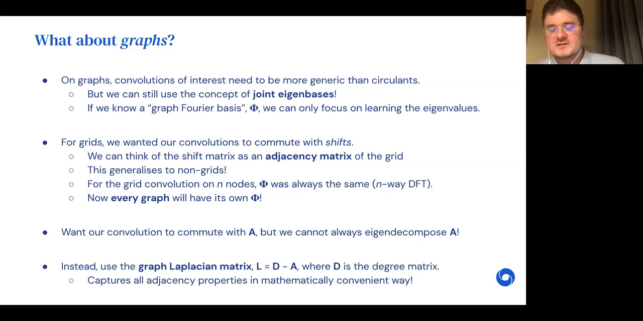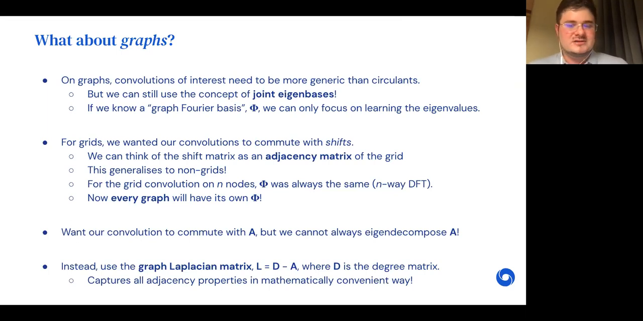So for grids, we wanted to commute with a shift matrix. But in the case of graphs, you can just replace the shift matrix with any adjacency matrix of your graph. So the main thing that's different is that on different graph problems, the structure of the graph will be different. So every graph will need to have its own phi matrix at this particular point.